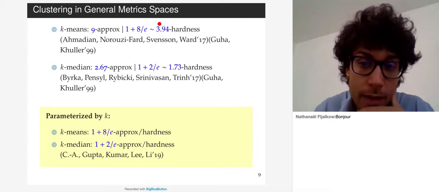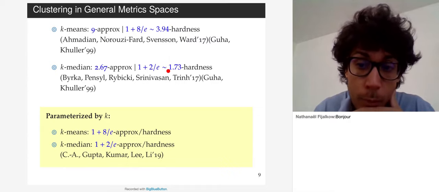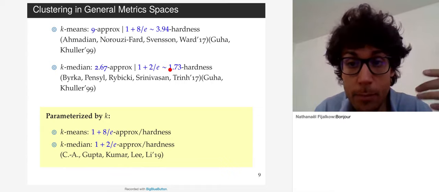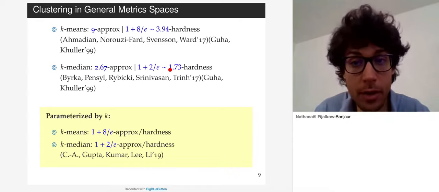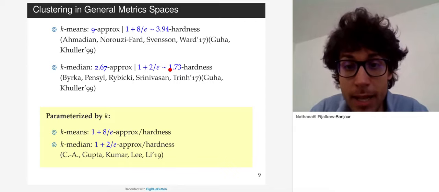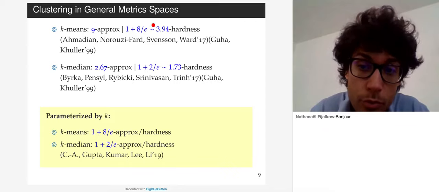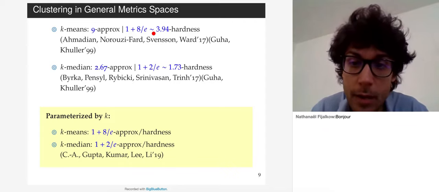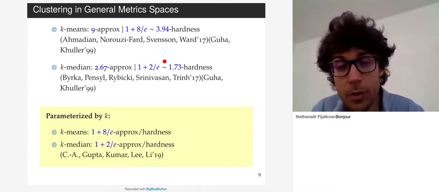Okay, you can match the hardness that is known for the full polynomial time algorithm. You can get 3.94 hardness, 1.73 hardness. You can match the approximation, and you can also show that it's hard to go beyond that, even if you have f of k running time. So in the general metric case, these bounds are the right ones. You can achieve them, and I'm going to explain a little bit how to achieve them. And you can't go below that, even if you have exponential time in k.